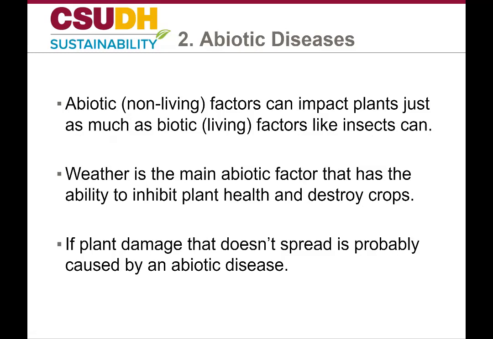So they can impact plants just as much as the biotic living factors like insects can. And weather is the main abiotic factor that is just part of the environment, and that has the ability to inhibit plant health as well as destroy crops. And if you have plant damage that doesn't really spread, it's probably caused by an abiotic disease.